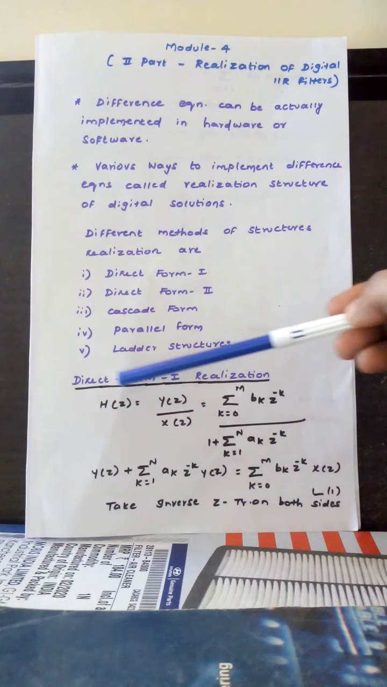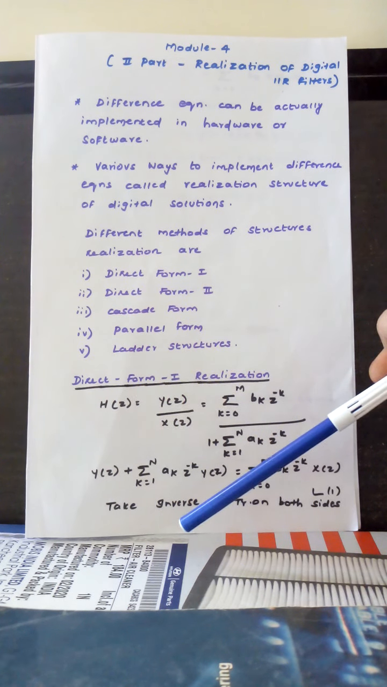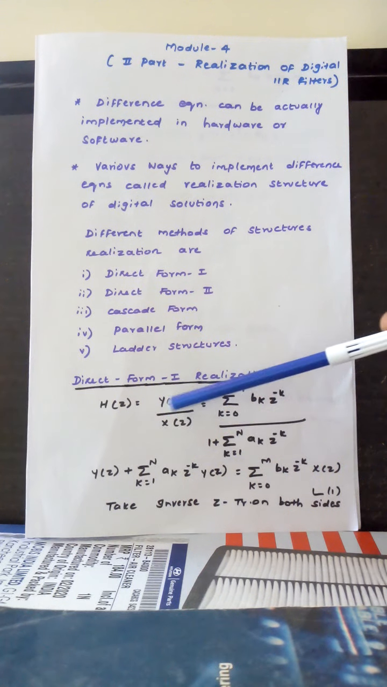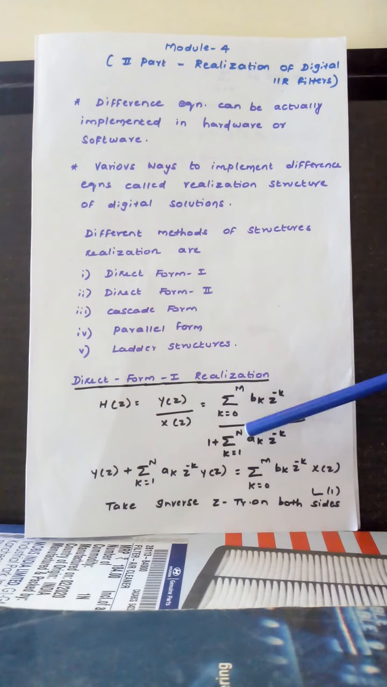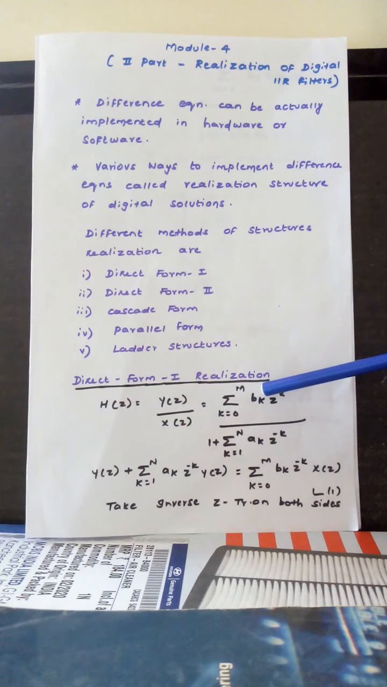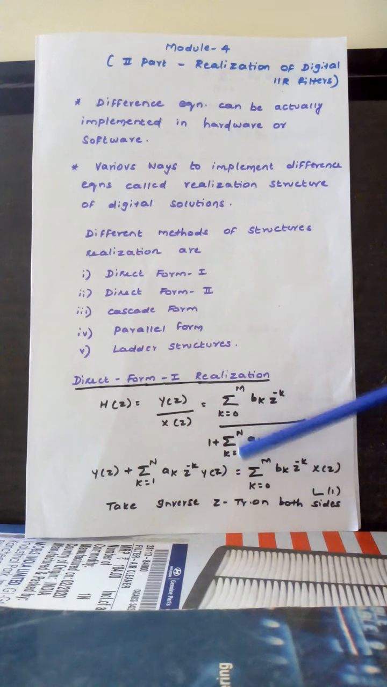They have given it in terms of the system function, and from this you have to find the difference equation. The system function is output divided by input, that is Y of z divided by X of z. They have written it in terms of polynomials: summation k equal to 0 to M, bk into z to the power of minus k. The bk and ak are the coefficient constants, and in the denominator we get 1 plus summation k equal to 1 to N, ak into z to the power of minus k.